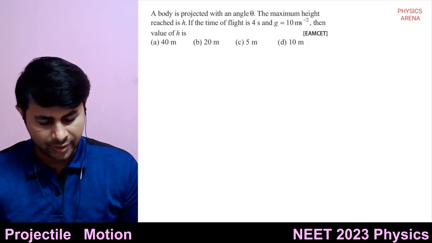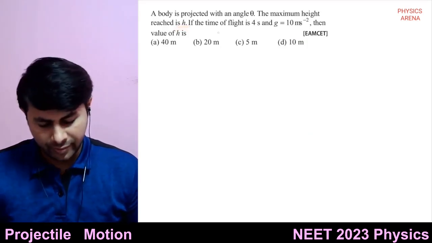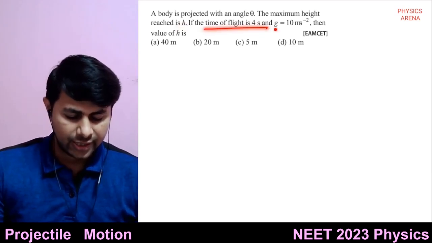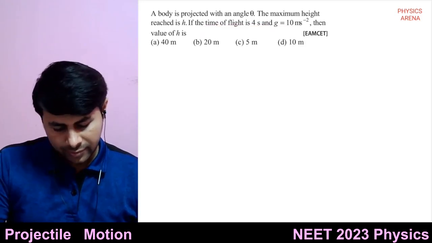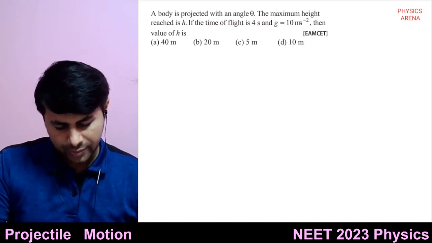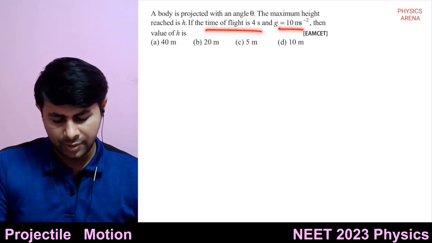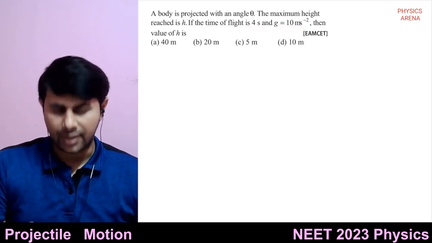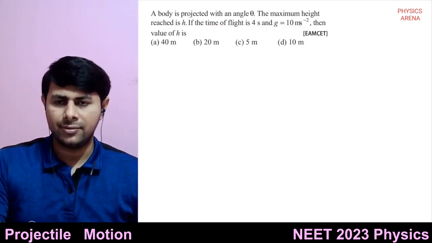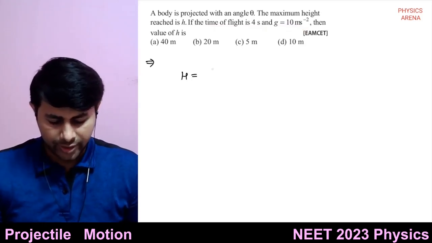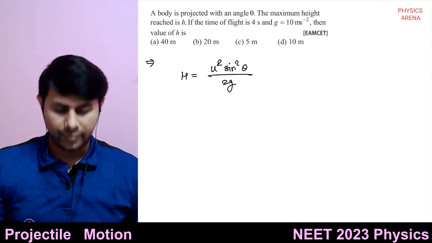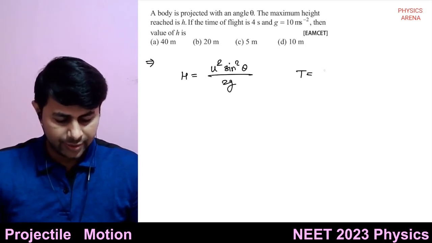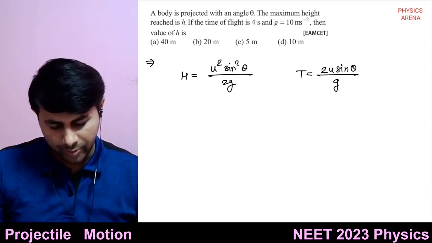A body is projected with an angle theta. The maximum height reached is h. If the time of flight is 4 seconds and g is 10 meters per second square, then the value of h is. Time of flight is given and maximum height is asked. How to do this? h is equal to u square sine square theta upon 2g. Time of flight is 2u sine theta upon g. Time of flight is given, this is 4.